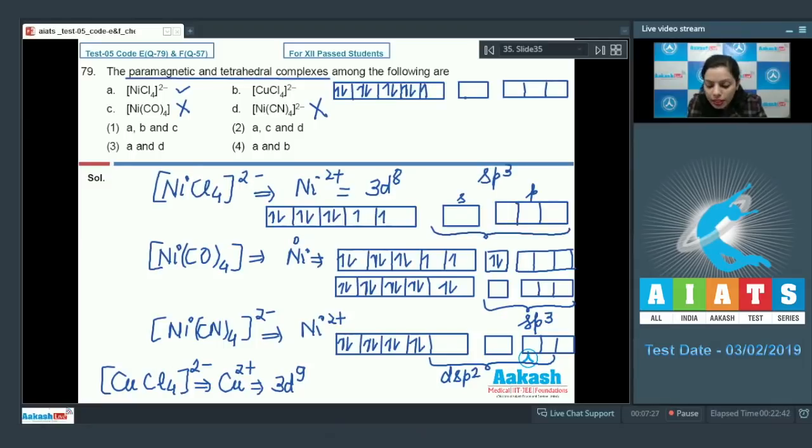Now for the hybridization there are s orbital, p orbital and d orbital also, as this Cl is a weak field ligand, and in this case this hybridization is sp3. One electron is unpaired, paramagnetic nature, structure is tetrahedral. It means it is also following this given condition. And on that basis, A and B are those compounds which are paramagnetic as well as tetrahedral complexes. And that's why the correct answer is A and B. That's why I'll choose option 4 as the correct answer.